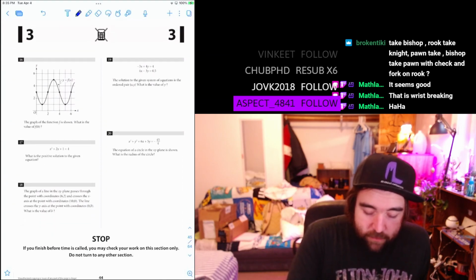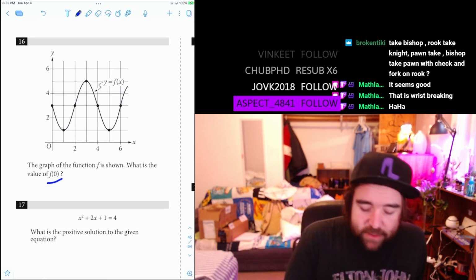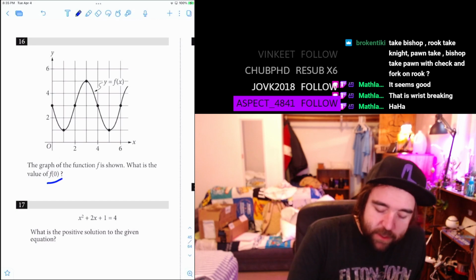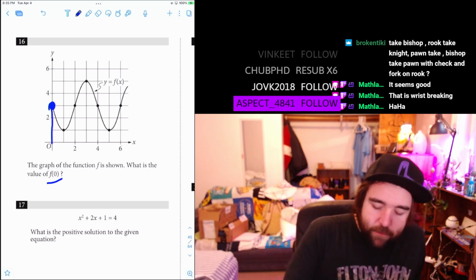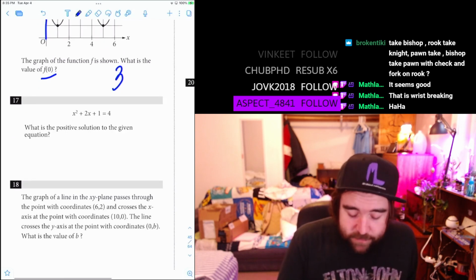All right, we are flying through this section, which is great. What is f of 0? So f of 0, I mean, that's not multiplication. That means what is the function equal when x is equal to 0? That would be 3.